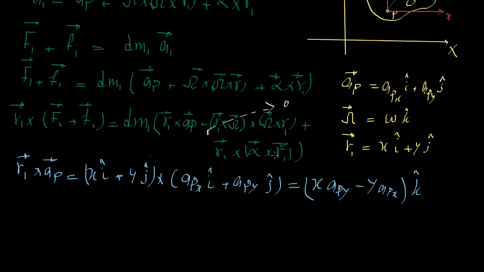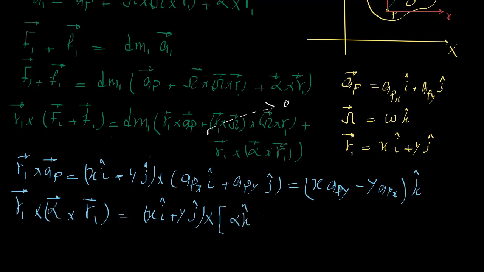And let's also calculate r1 cross alpha cross r1. So this would be x in the i direction plus y in the j direction, cross alpha in the k direction. I should write down here also that alpha is a scalar in the k direction. So alpha k cross xi plus yj.